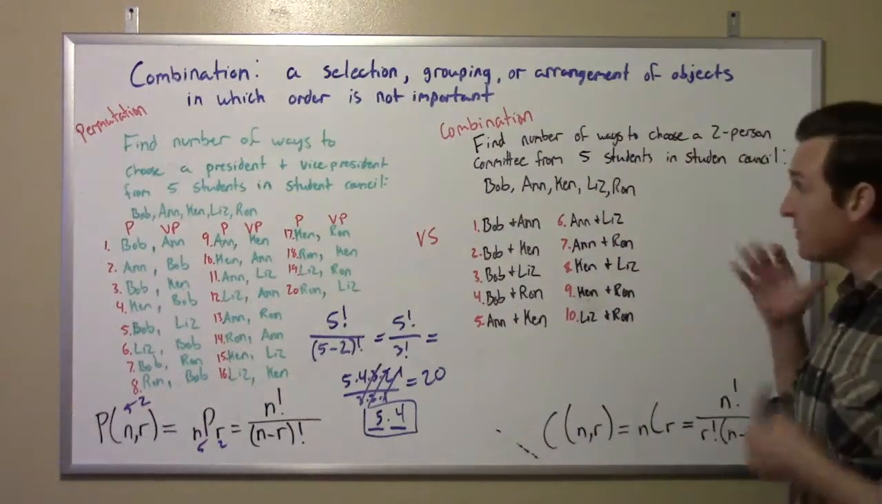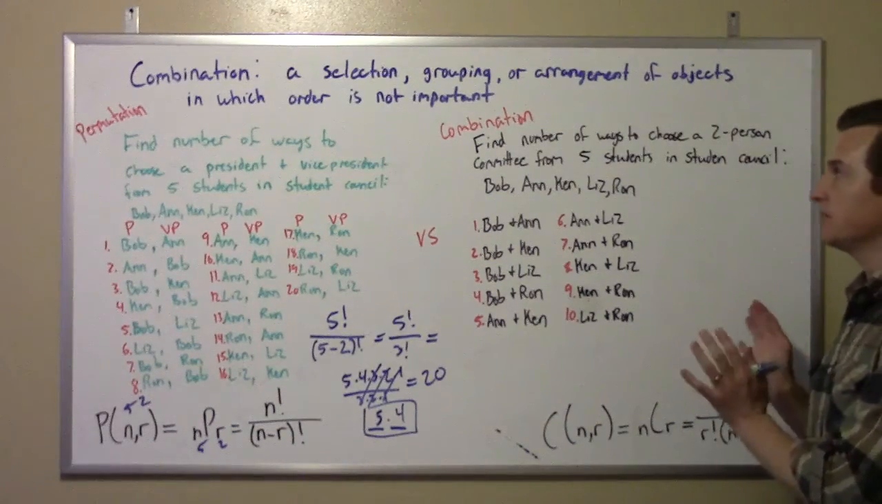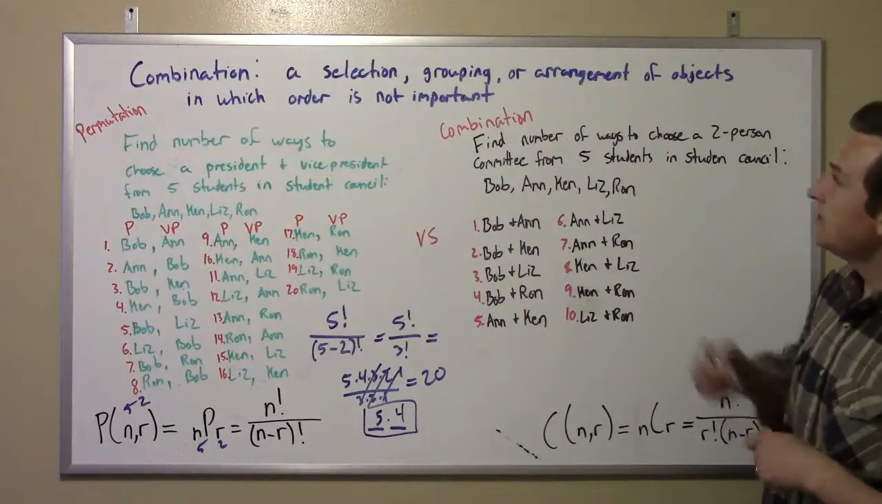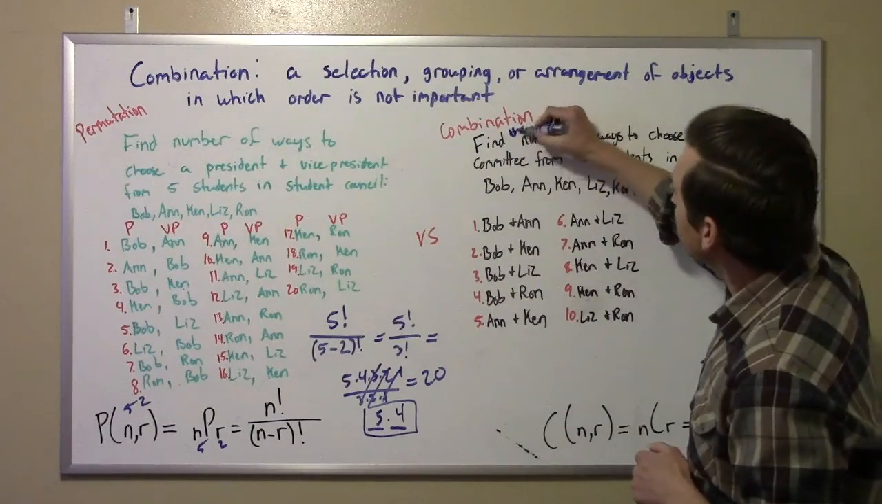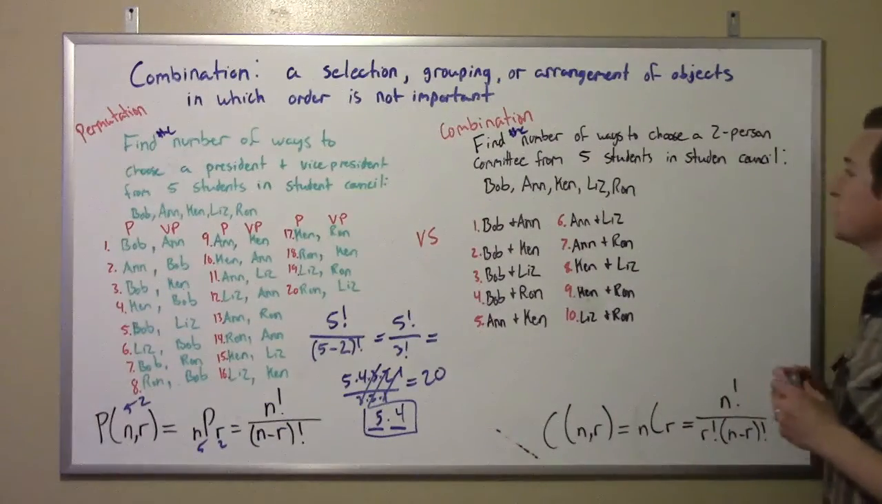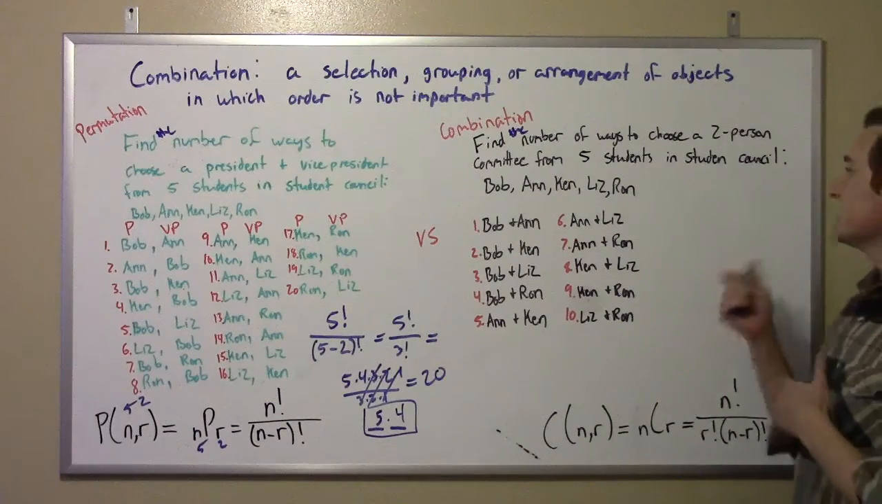Okay, now this is a combination. This is a little bit different, but a very similar scenario. Find the number of ways to choose a 2-person committee from 5 students in student council.